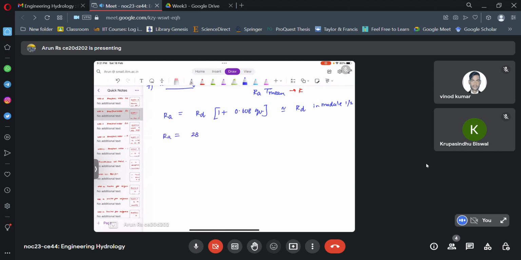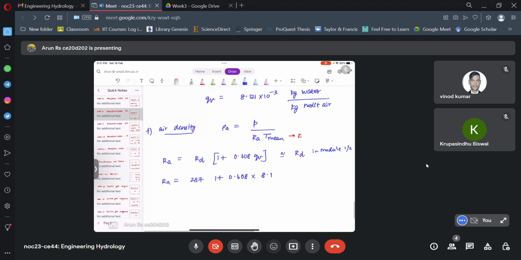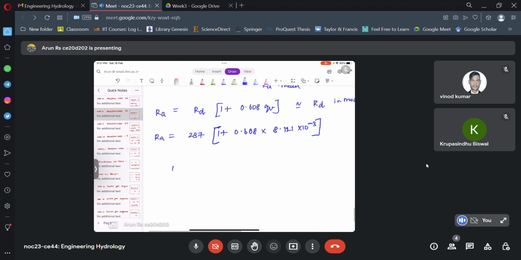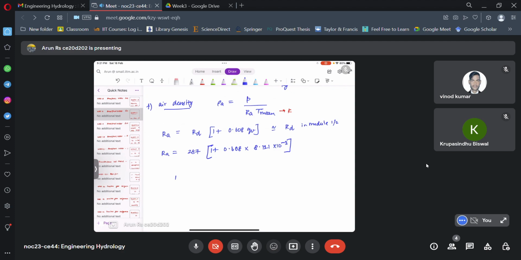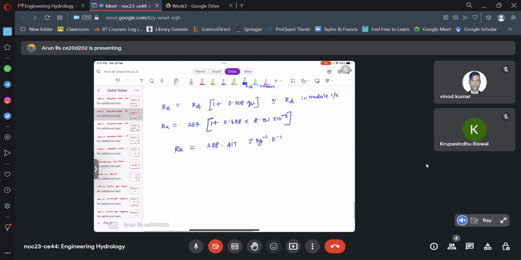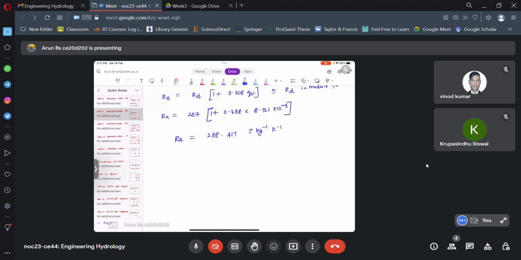So R_a is equal to 287 plus 0.608 into the specific humidity we have calculated as 8.121 into 10 power minus 3. So it will not make much difference. You can see how much the value is increasing: 288.417 joule per kg per Kelvin. So it's not much difference, only about 1 point something.